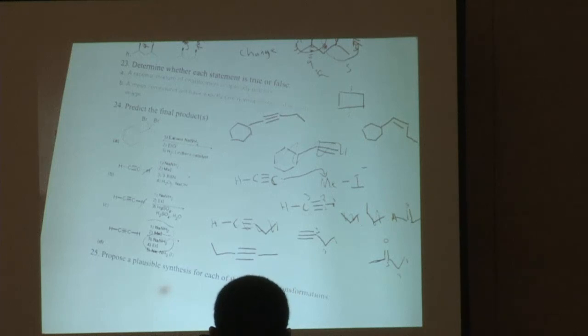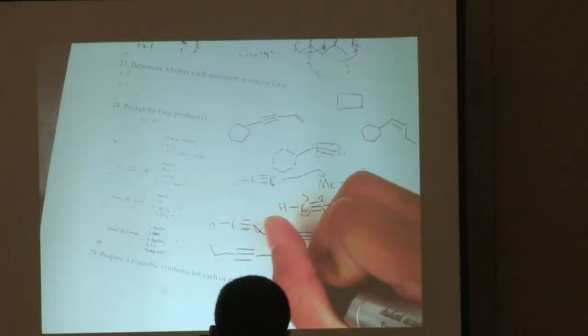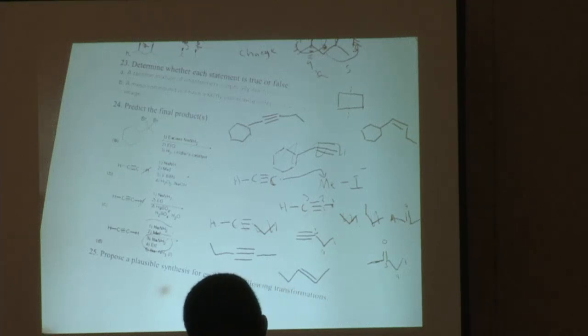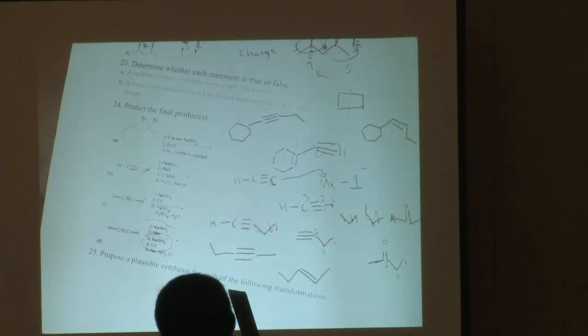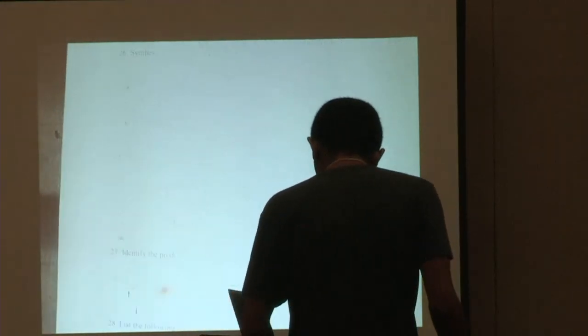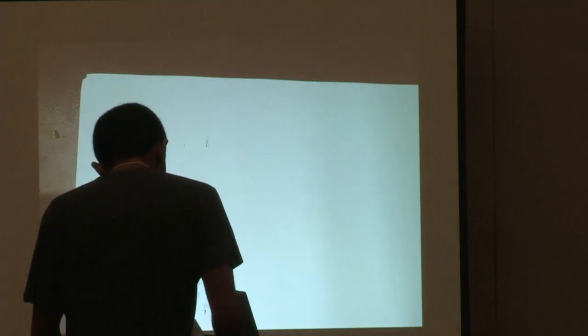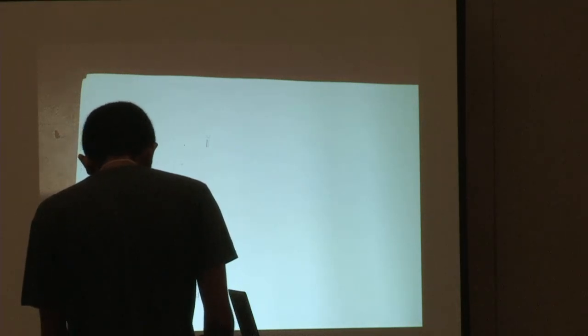But this last step is sodium in liquid ammonia. So this gives you a trans alkene, and it's going to convert it into that. Anyone have any questions on these? All right, so propose a plausible synthesis for these. I'll let you work on that for a second, and then I will start on it.